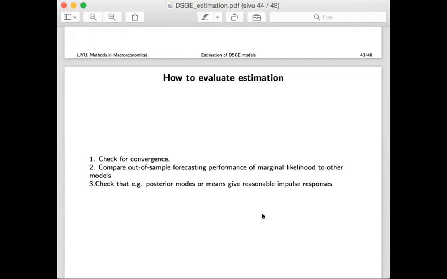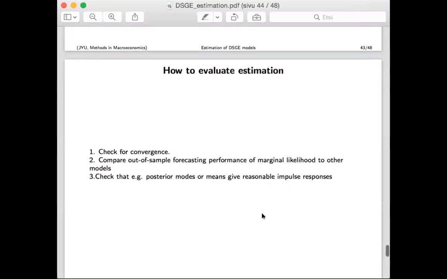Often this is not enough. If one uses the model for structural analysis, then also the impulse responses that the model gives have to be interpretable and reasonable.